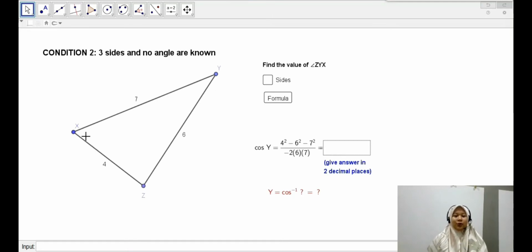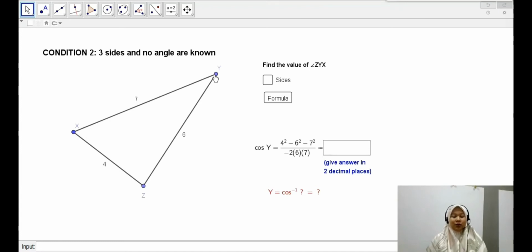Just now when we learned the theory, I mentioned that for this condition, usually we use it if we were to find one of the angles. And the question here asks us to find the value of angle ZYX, which means we need to find the angle Y.